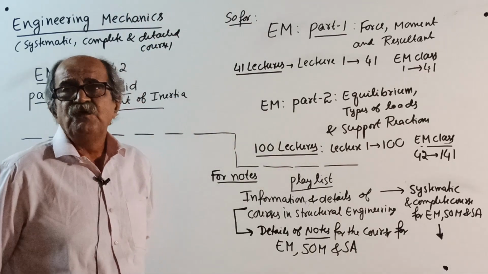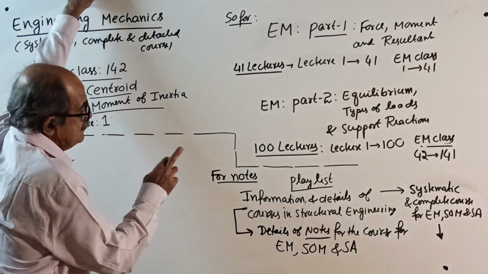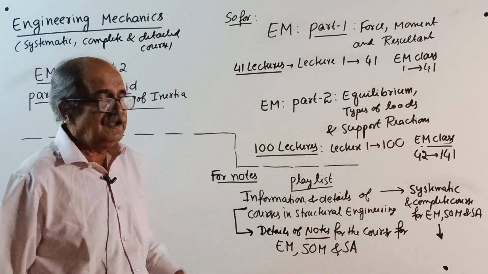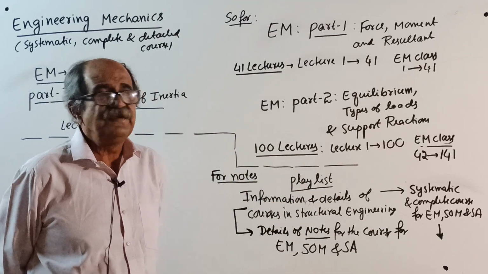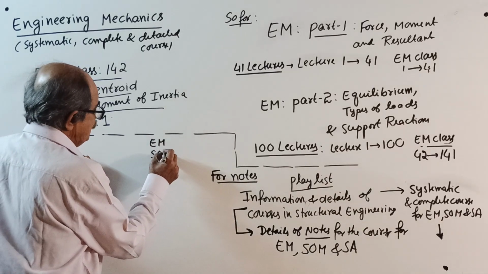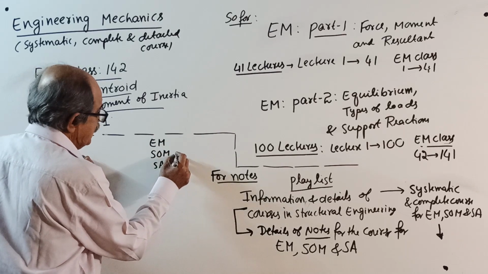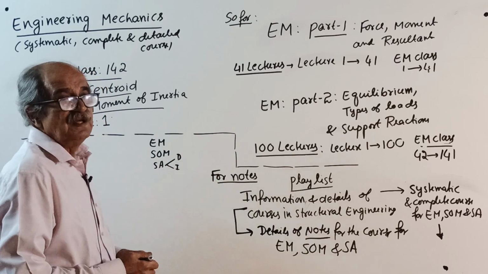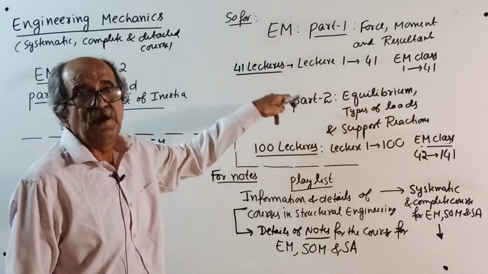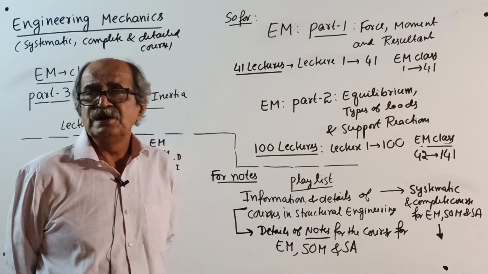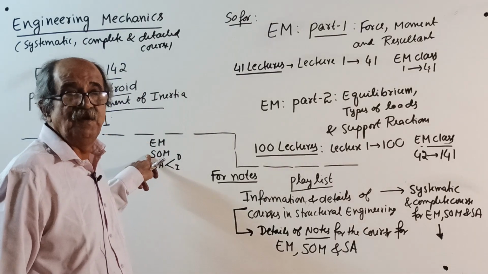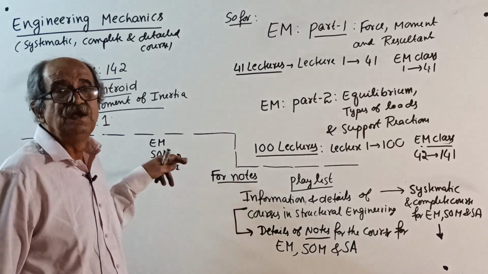As I announced earlier, this is a systematic and detailed course in structural engineering. I am going to cover engineering mechanics, and not only engineering mechanics, but also strength of materials and structural analysis, both determinate and indeterminate. This will continue one after the other. Now we are in engineering mechanics. Once I finish centroid and moment of inertia, I will go for the last part, that is friction. Once that is over, I will go to strength of materials. Very huge chapter, very huge subject. Then further, a huge structural analysis.